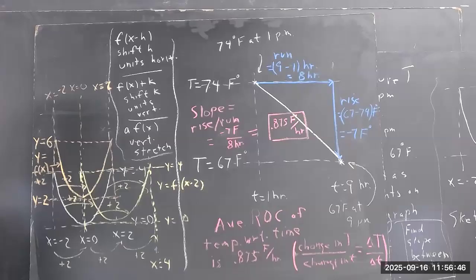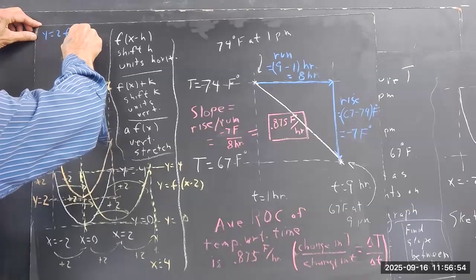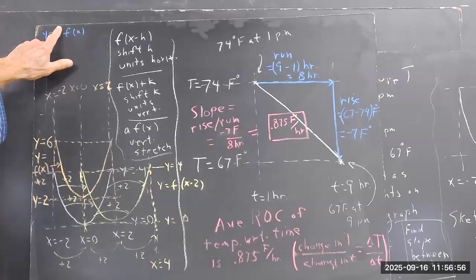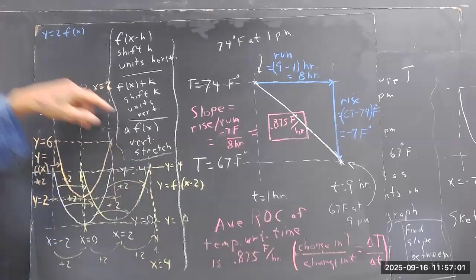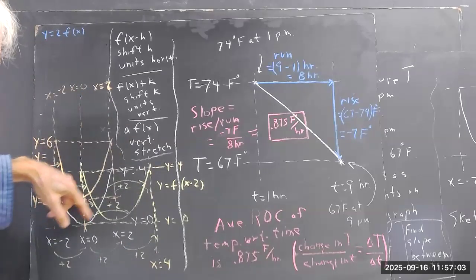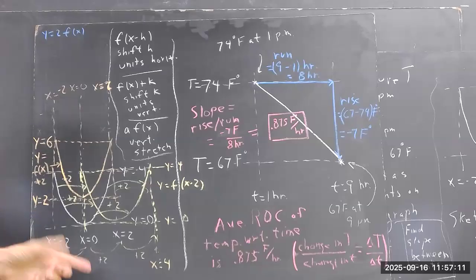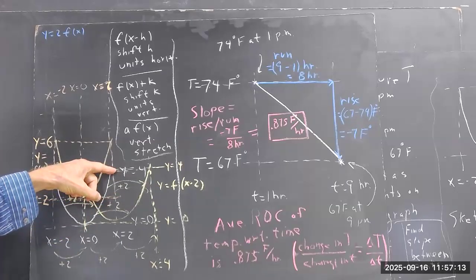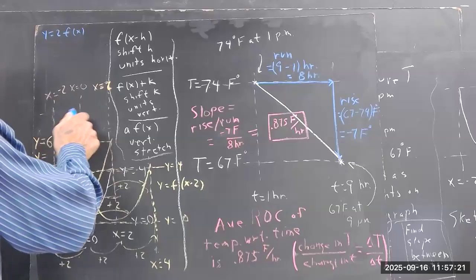Now, if we want to do y equals 2 f of x, I'll write that up here, y equals 2 f of x. That means every y that we get for f of x is going to get doubled, right? So f of x is our original curve. Every y value here is going to have to be doubled. For example, y equals 4 is going to become y equals 8. Make sense? So y equals 4 becomes y equals 8.